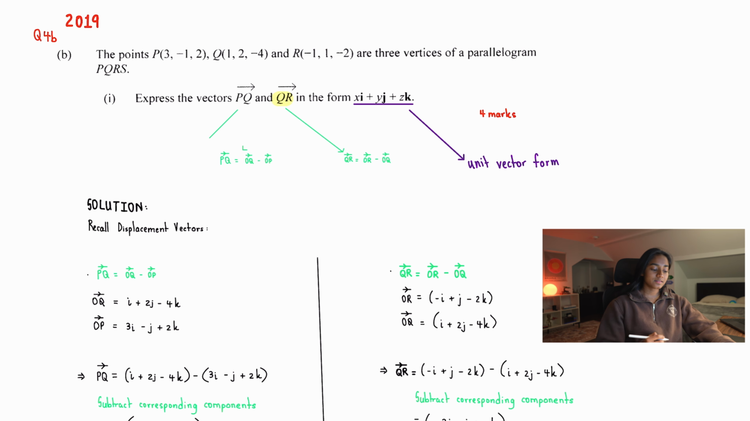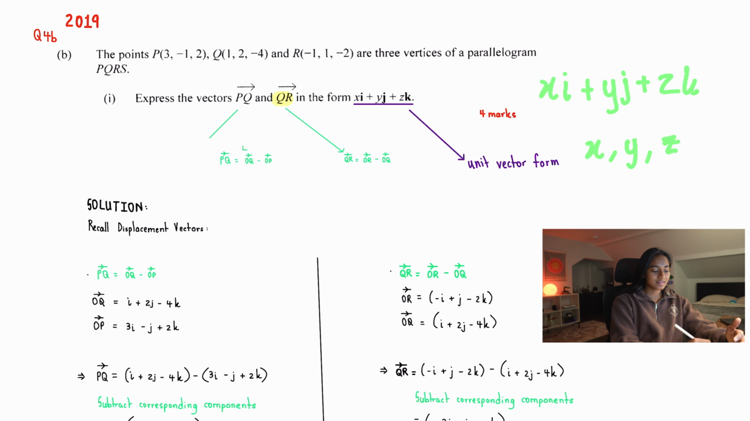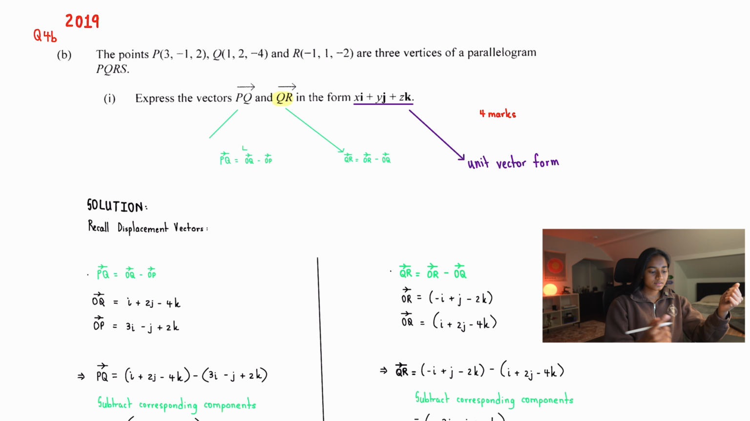Part 1 asks us to express the vectors PQ and QR in the form xi plus yj plus zk, which we know to be formally the unit vector form, right? So xi plus yj plus zk, where x, y, and z are the relevant entries, which means these numbers, okay? So the first thing that we're going to look at is what do they actually want? They want these vectors, PQ and QR, okay?